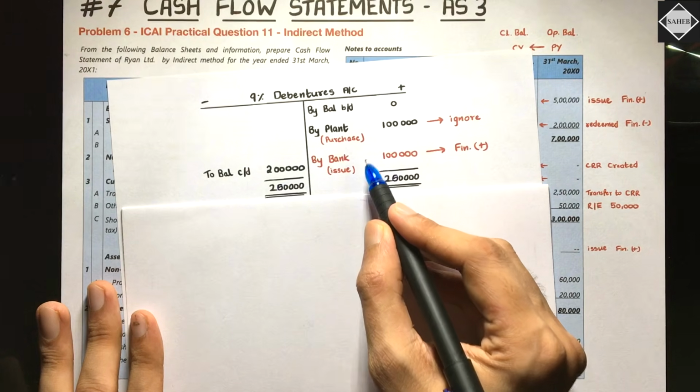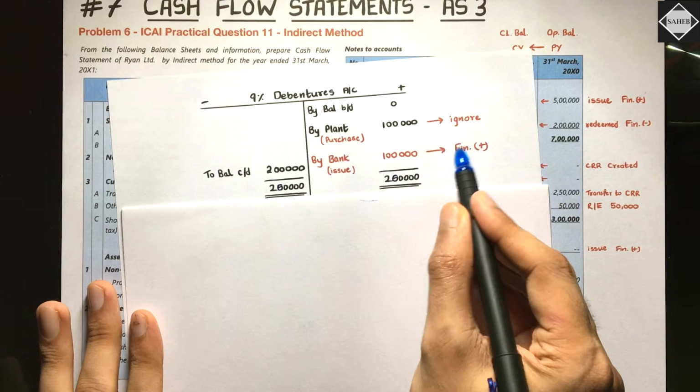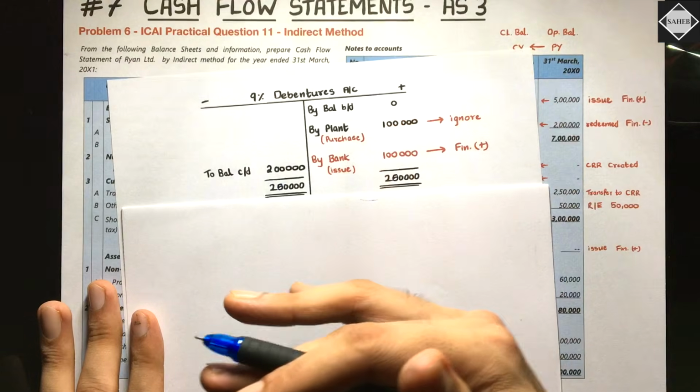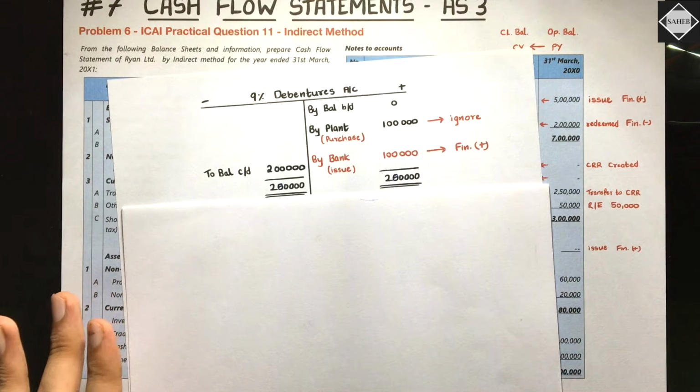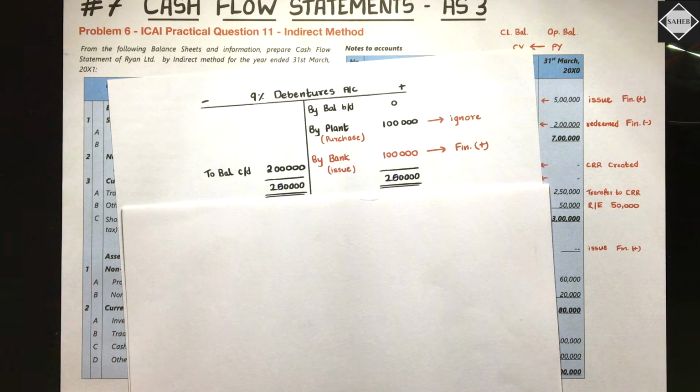Okay, so this will impact the cash flow statement, which will be added in financing activity because we have raised the finance. We have got the money, we have borrowed money by way of issuing debentures. Is it clear? All the working notes over?